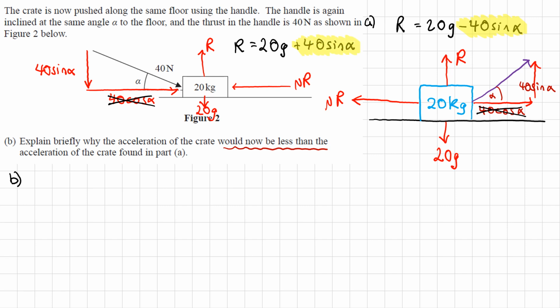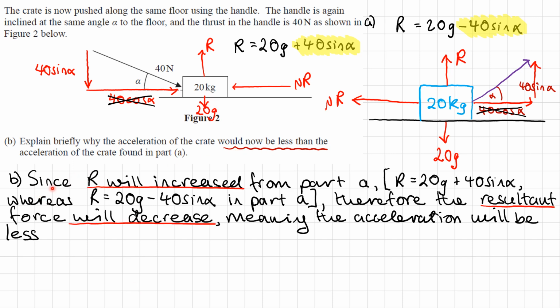R is bigger. Now, if R is bigger, that means that mu R is bigger. 40 cos alpha hasn't changed. So I'm going to be subtracting a larger number away from 40 cos alpha to find the resultant force. That will mean that the resultant force is smaller, which means that the acceleration will now be less. I want to explain that in words.